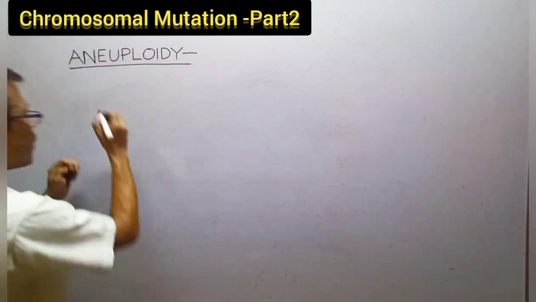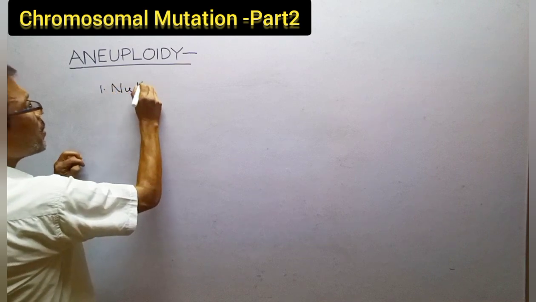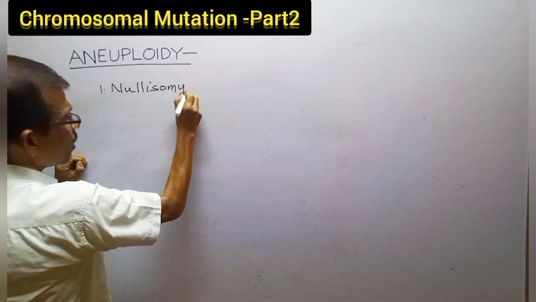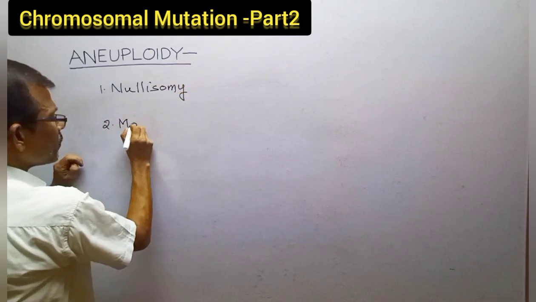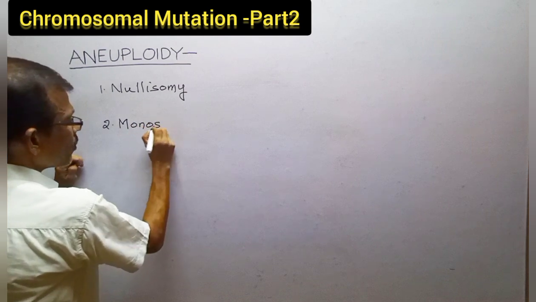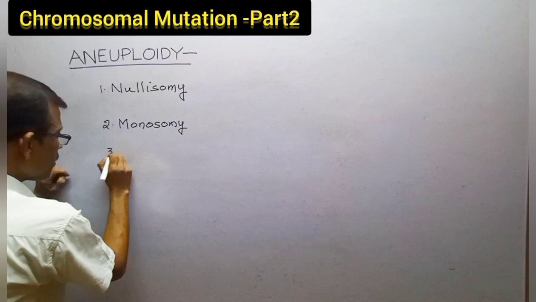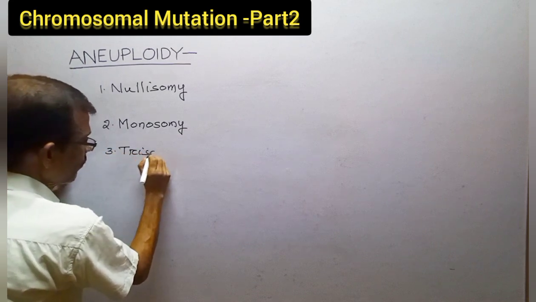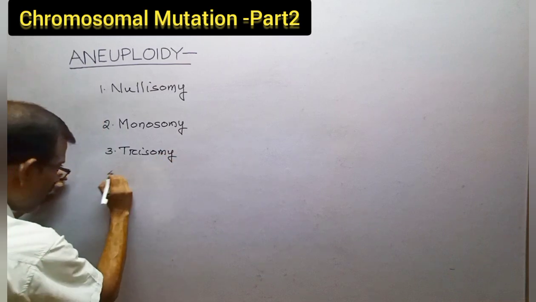They are number 1, nullisomy, number 2, monosomy, number 3, trisomy, and number 4, tetrasomy.